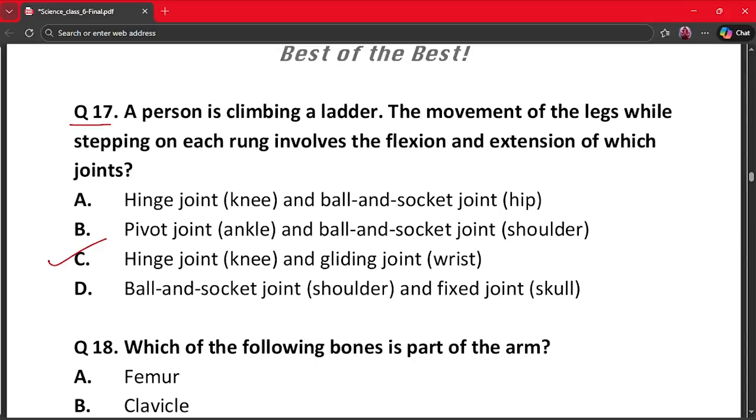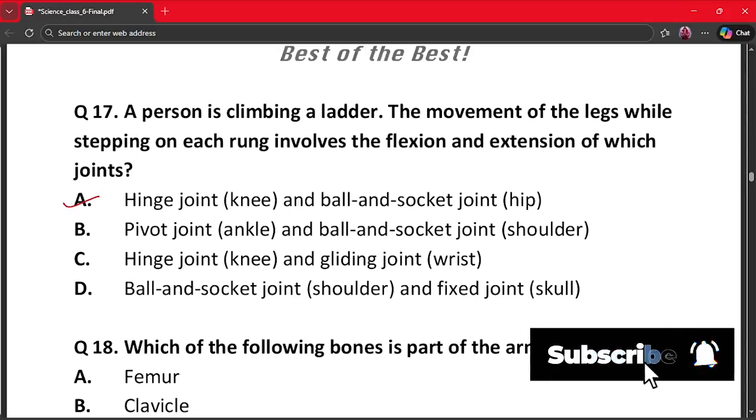So, I'm sorry. Again, the correct answer is option A, which is hinge joint. So the knee is a hinge joint. The hip is a ball and socket joint. Both allow movement needed for climbing. Flexion and extension occur here. Thus option A is the correct answer.